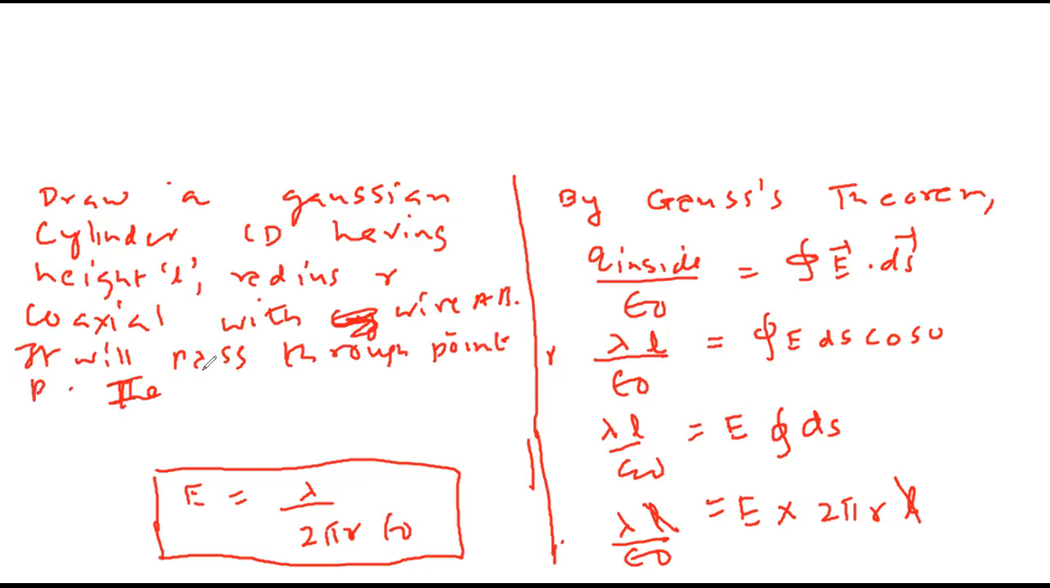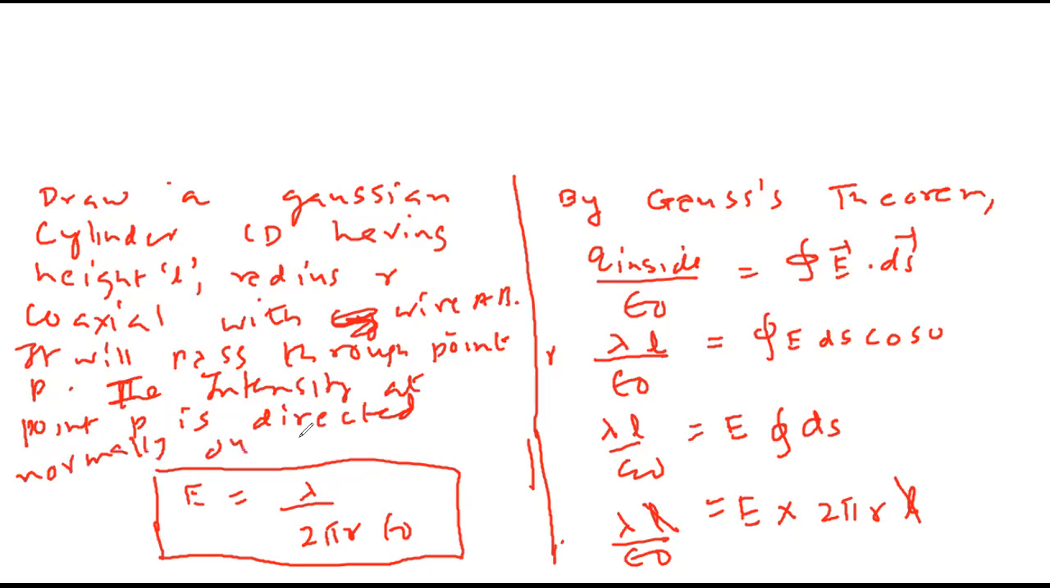The intensity at point P is directed normally outwards. Therefore, by Gauss's theorem.